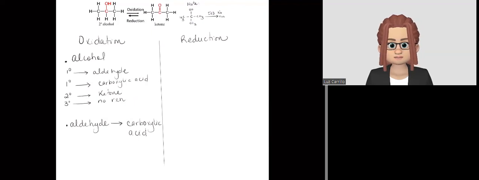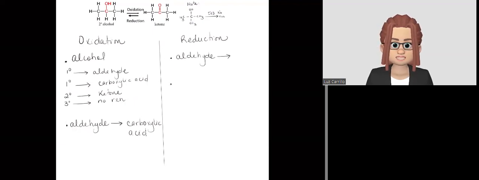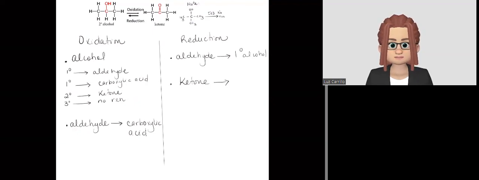Now, let's discuss the reduction reactions. For reduction reactions, you will be concerned with only 2 types of reduction reactions. The first is when I start with an aldehyde, what is the functional group that I make? Versus when I start with a ketone, what is the functional group that I make? So if you start with an aldehyde and you end up with a primary alcohol, that is called a reduction. If you start with a ketone, ketones always result in the formation of a secondary alcohol.